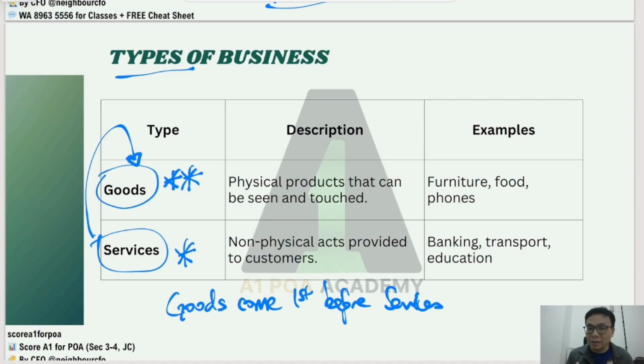So, what is the description or the definition of goods? In short, these are the physical products that can be seen and can be touched. Example, we have furniture, we have food, phone, whatever tangible items that can be touched, whatever items of a 3-dimension that can be felt and can be touched. These are considered as goods.